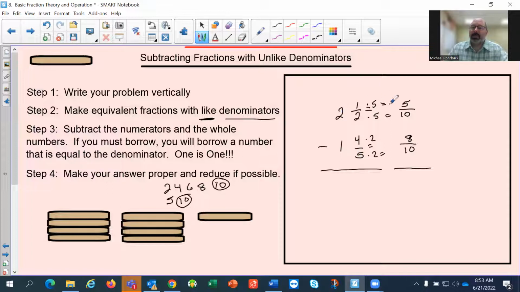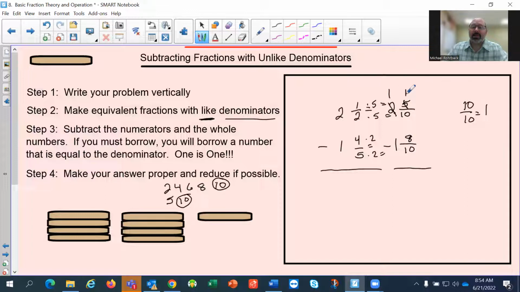You still have your whole number 2, and you still have your whole number 1. So our new problem is 2 and 5/10 minus 1 and 8/10, exactly the same as what we had, just now we have pieces that are the same size. Okay, we cannot do 5 minus 8, so we're going to borrow. Now in this case, everybody's going to be happy because this is in 10 pieces, and 10 over 10 is equal to the 1 that we borrowed.